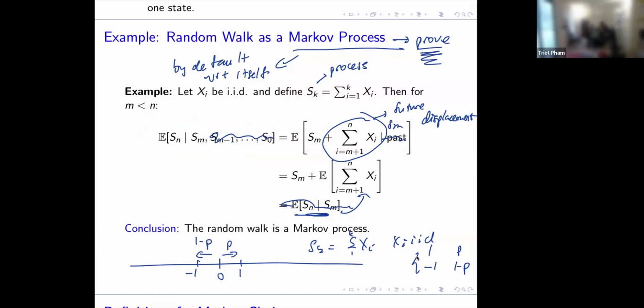That's why. By the way, this is exactly the intuitive reason why random walk is Markov. To figure out the future position, you only need the current position. You don't need to know where you were before this current position, right? Because the future steps are independent of the past. And this proof spelled it out with the SM used in the conditioning.